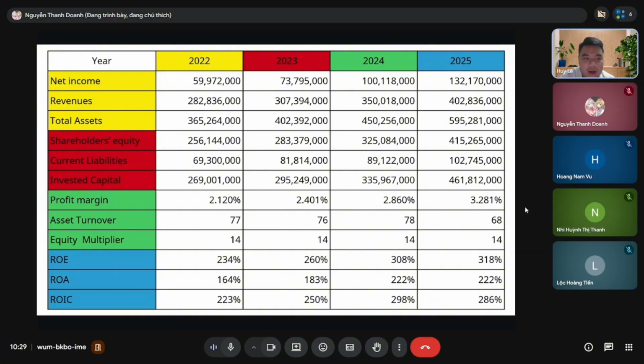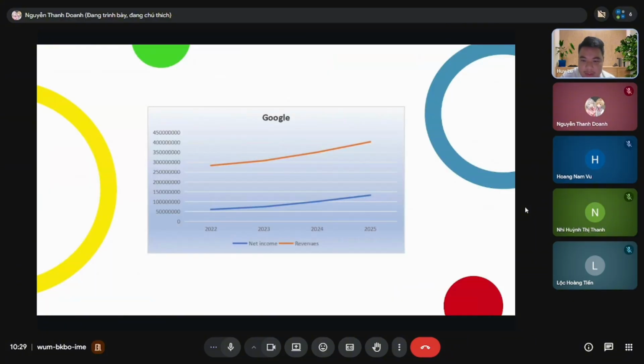As you can see, we have numbers for 4 main years, 2022 to 2025. And we have a bunch of criteria like net income, revenues, ROE, ROA, and ROIC. Here you can see that most of the time the numbers are rising quite substantially. Now, we're gonna go to another table, the net income and revenue table of Google. As you can see here, they have a very good upward trend from 2022 to 2025. And what does that mean? Well, we're gonna come to the next part.